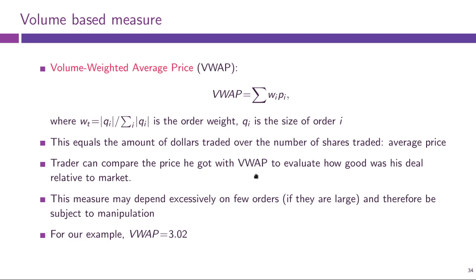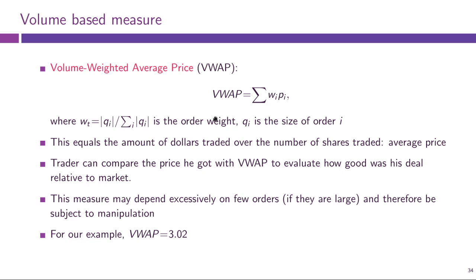Now, volume weighted average price is not a perfect benchmark because it may depend excessively on a few orders. For example, if the pension fund decided to sell 100,000 stocks of some company, and it was the only trade in that day, or it was half of the trading volume in that day, then basically any price that the broker got them on that order would be pretty close to volume weighted average price. So it would be the price that they should have gotten.